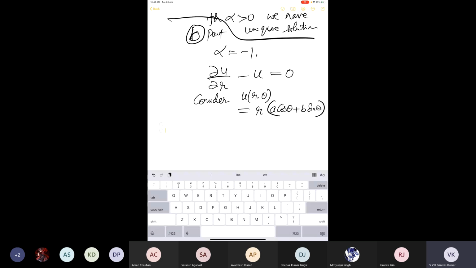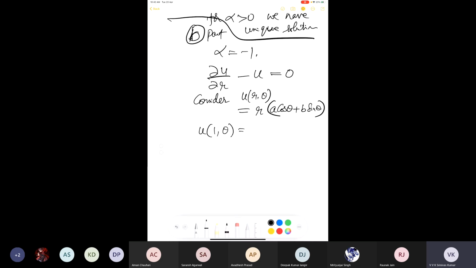So what is the boundary? What is u1 of r, theta? u1 is a cos theta plus b sine theta, and ∂u/∂r at r = 1, if you differentiate with respect to r, is again a cos theta plus b sine theta. Here a and b are arbitrary constants, so uniqueness.